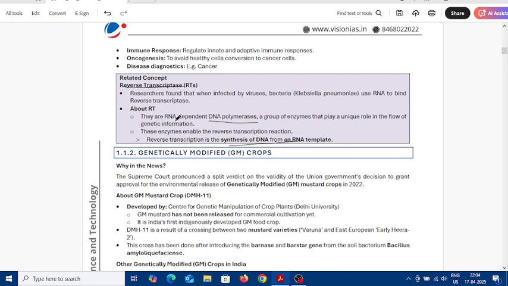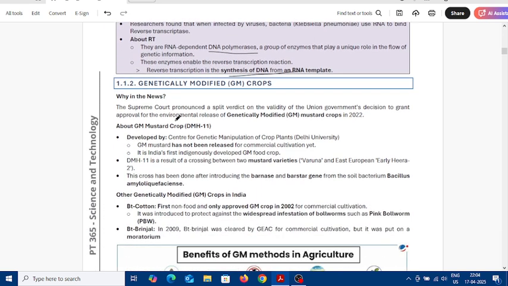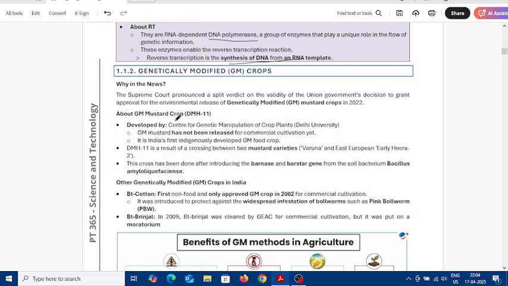And next we have genetically modified crops. Okay, so Supreme Court has given a split verdict on the validity of the union government decision to grant approval for environmental release of GM mustard crop in 2022. What is GM mustard crop? DMH 11 is its scientific name. It has been developed by Centre for Genetic Manipulation of Crop Plants, University of Delhi.